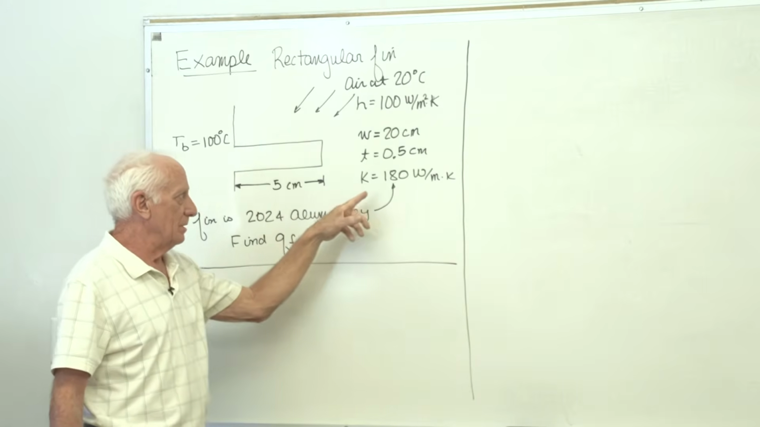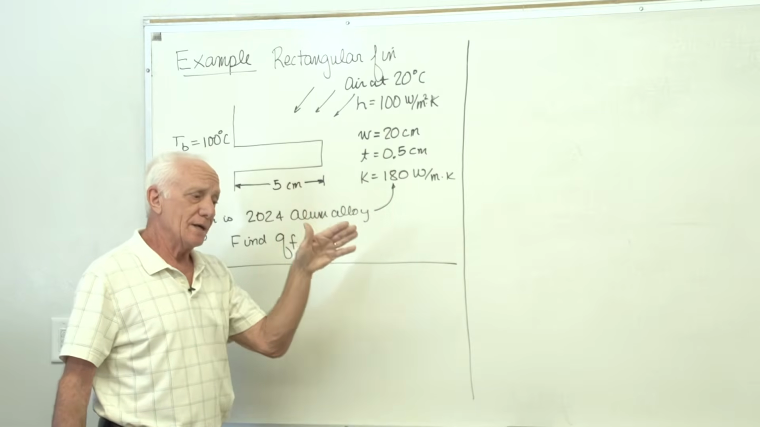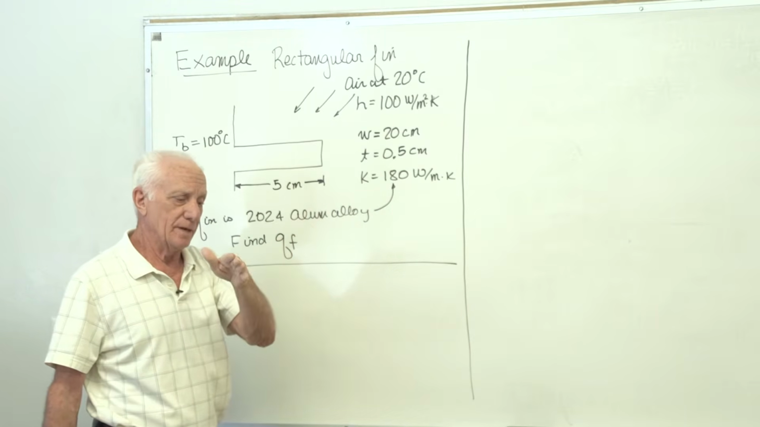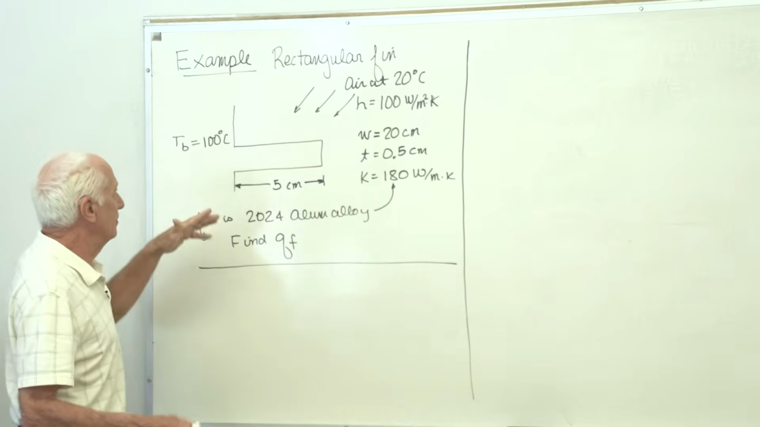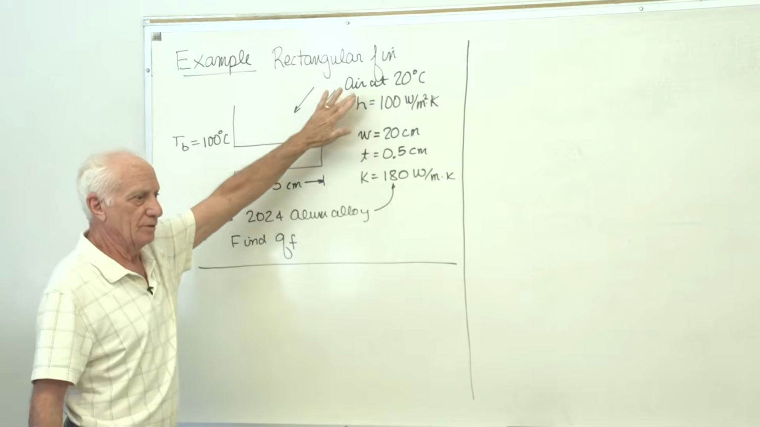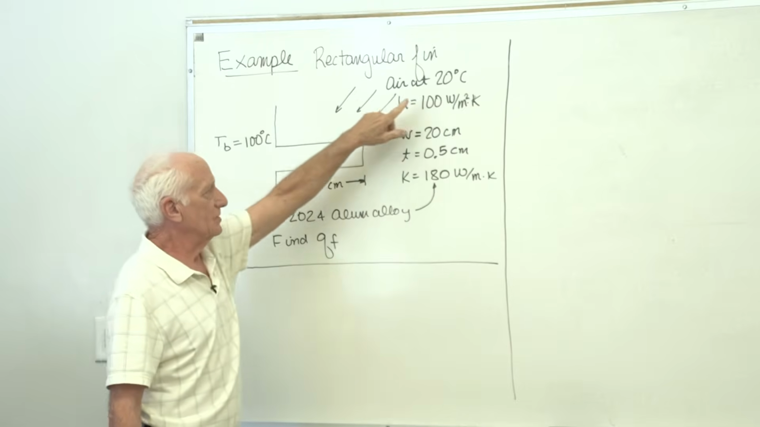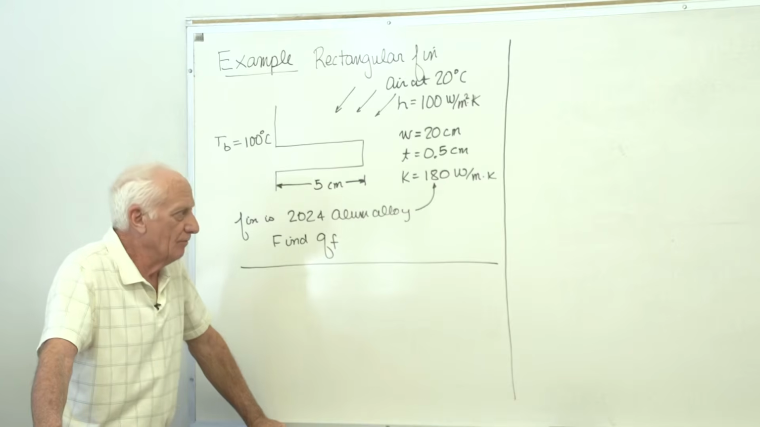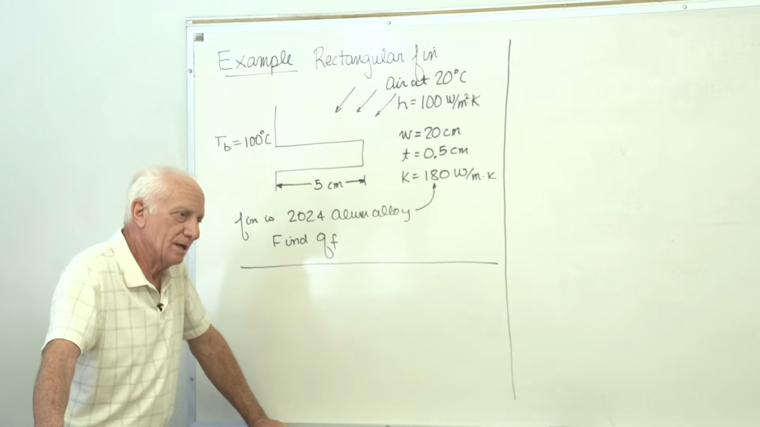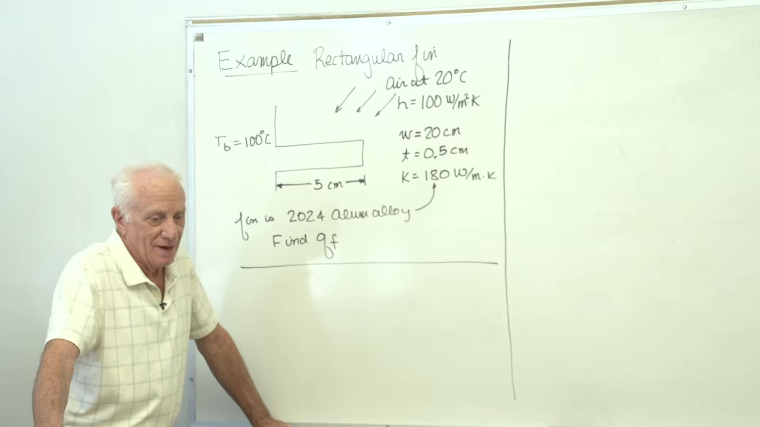I go to the back of the book under the table for K values, and I find K is 180. You've got a choice of temperatures for K in the back of the book. What temperature should I choose for K? Well, most people will take an average of the base temperature and the fluid temperature. So I'd find K at the average temperature, 100 plus 20 divided by 2, or 60 degrees C. Go to the back of the book, table for 2024 aluminum alloy, under the temperature 60 degrees C, and find the K value. Okay, well, pretty much we're asked to find the heat lost by that one fin.